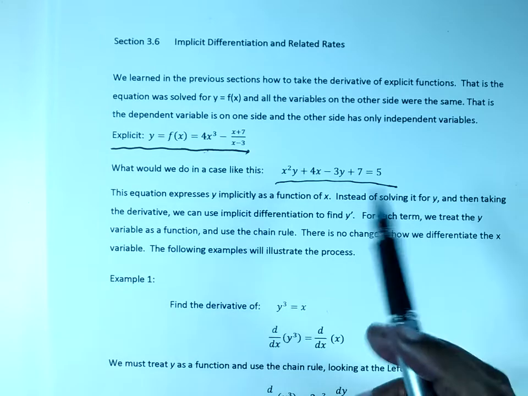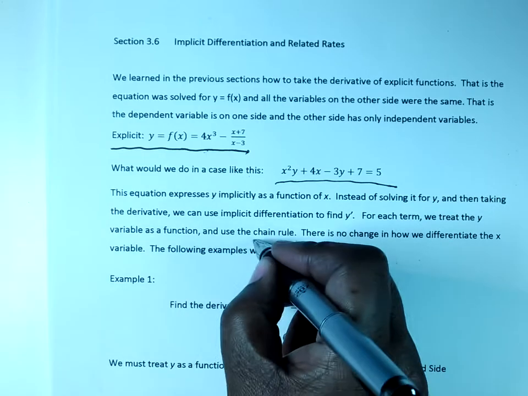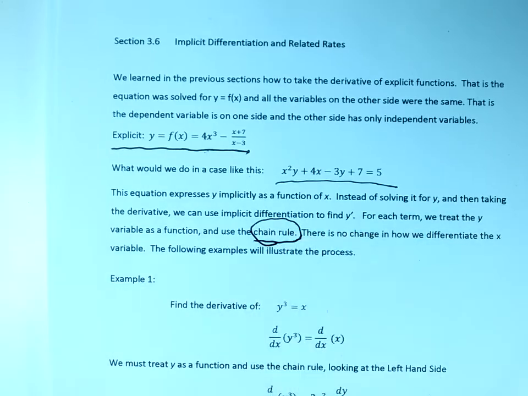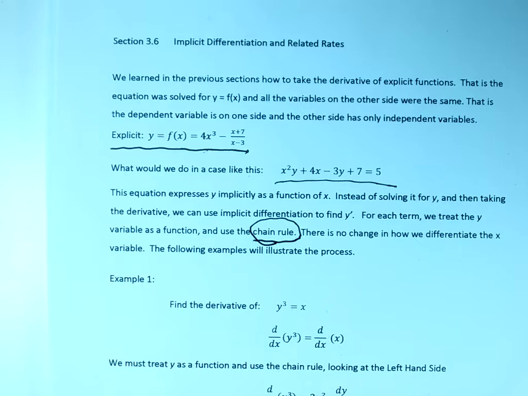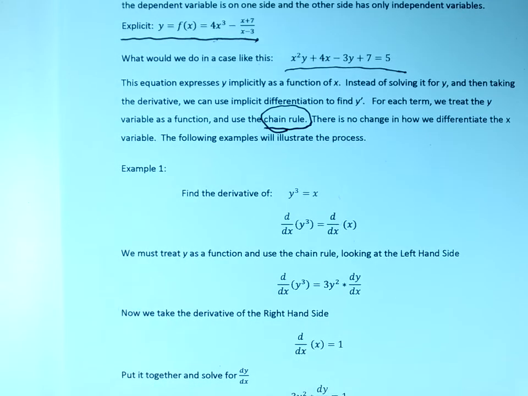So I have my first example here. Oh, I'm sorry. And we're going to be using the chain rule. So y is a function of x, and I have to remember that when I'm taking a derivative. So because it's a function in itself, I'm going to have to make sure that I have a y prime or a dy/dx. So our first example, we have y cubed equals x.